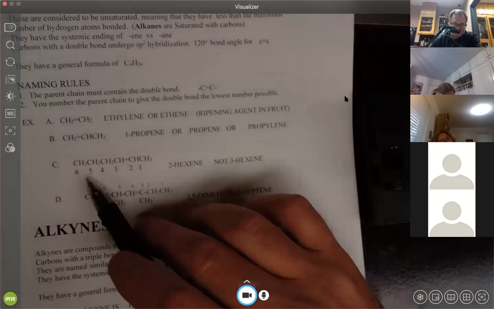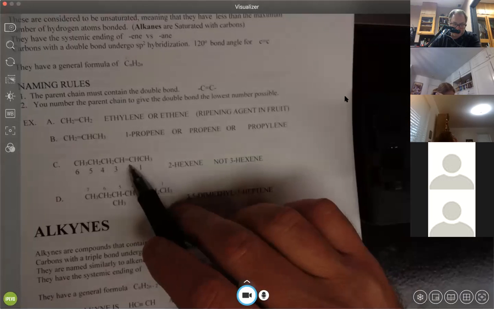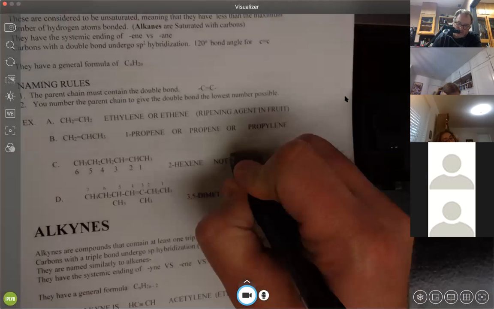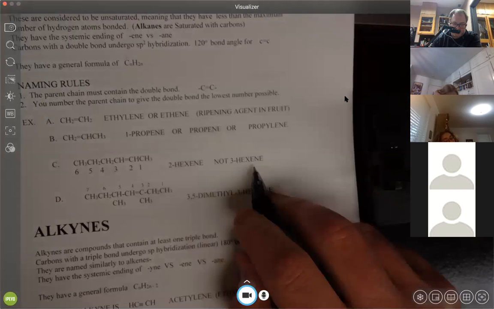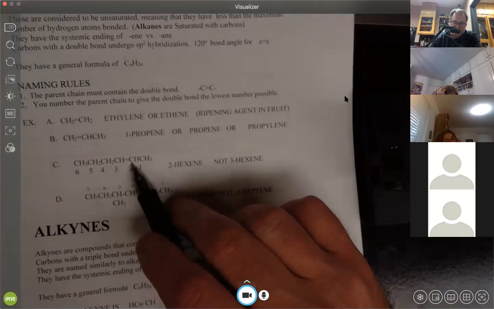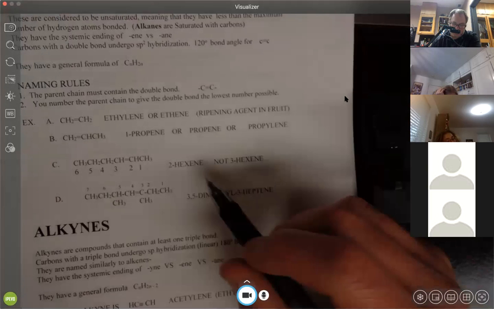So if we take a look here, if we're given this, we want to give this the lowest number. So it would not be 1, 2, 3, 4. I don't know why I put, well, I think I put 3 there because you don't count this as between the 3rd and 2nd. It's between the second and third. It always gets the lowest number that you can choose. So 2-hexene.